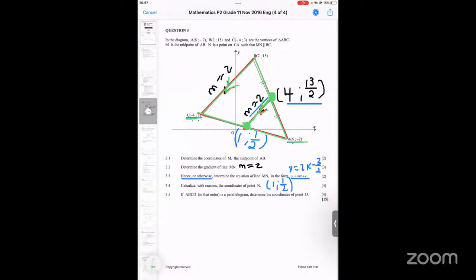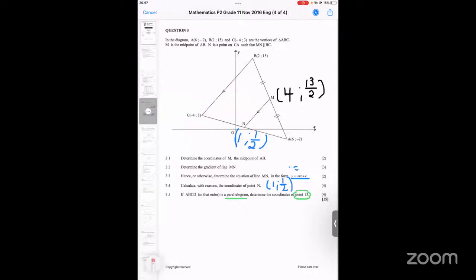So, okay, now 3.5, where they say, if A, B, C, D in that order is a parallelogram, determine the coordinates of point D. You will never be able to calculate the coordinates of point D if you do not have an understanding of what a parallelogram is. It's unfortunate that in grade 12 we don't teach about parallelograms. An assumption is that there's no way you can be in grade 12 without that understanding of a parallelogram. So that is why you either get it right or you get it wrong.